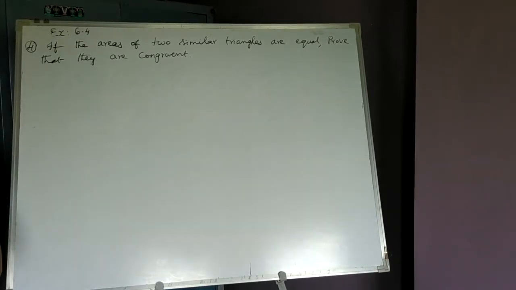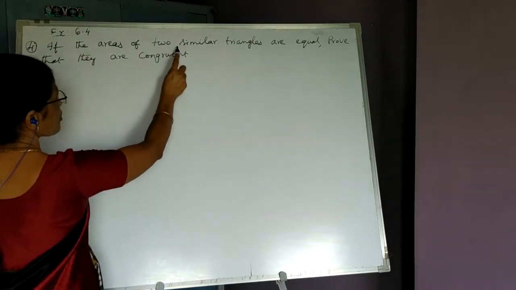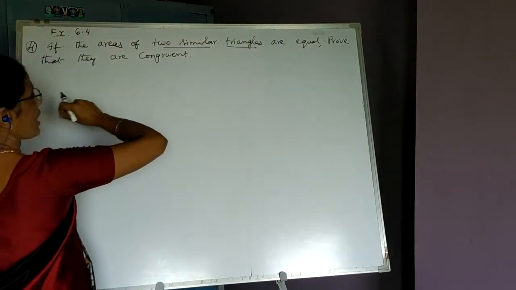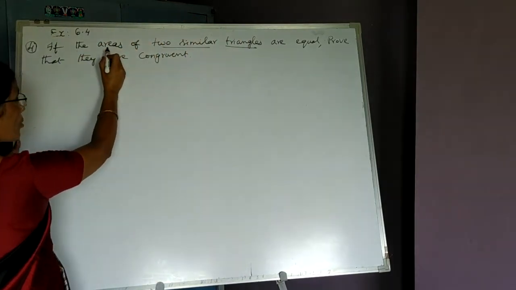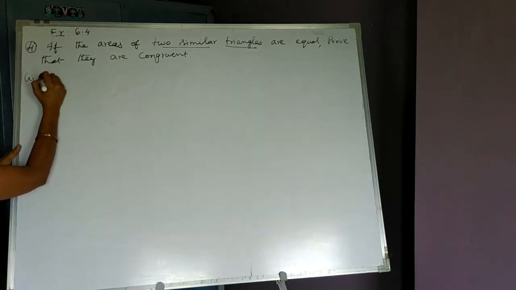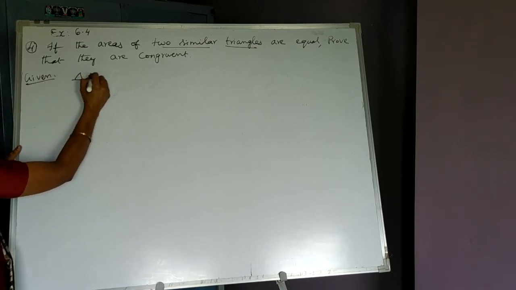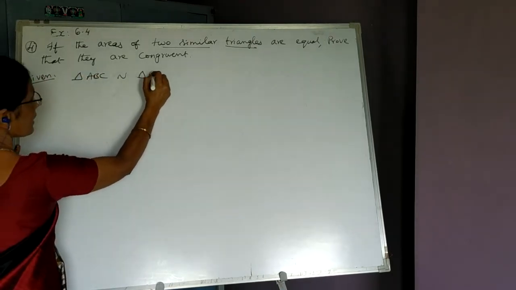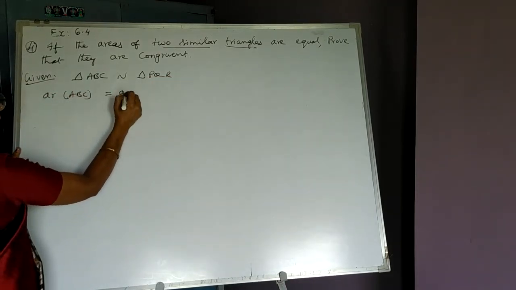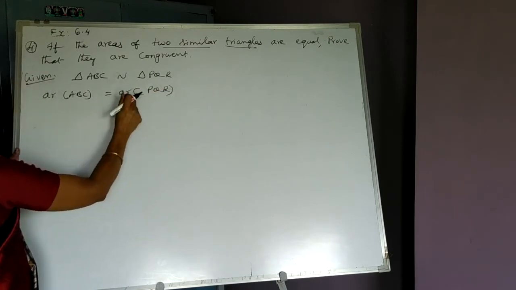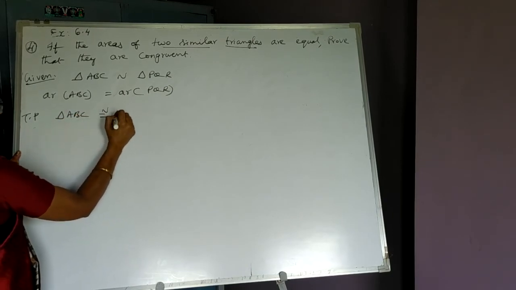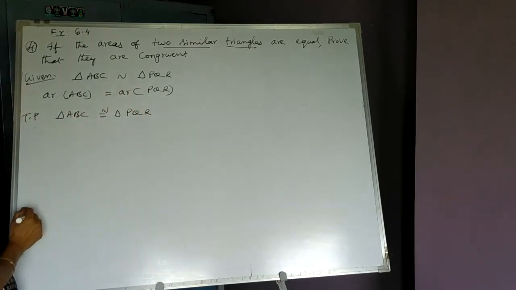Exercise 6.4, fourth question. If the areas of two similar triangles, so given the triangles are similar and what is equal, their areas are equal. Under this condition, we have to prove the triangles are congruent. So, given triangle ABC is similar to triangle PQR. Area of triangle ABC is equal to area of triangle PQR. These two conditions we are given. To prove triangle ABC is congruent to triangle PQR.